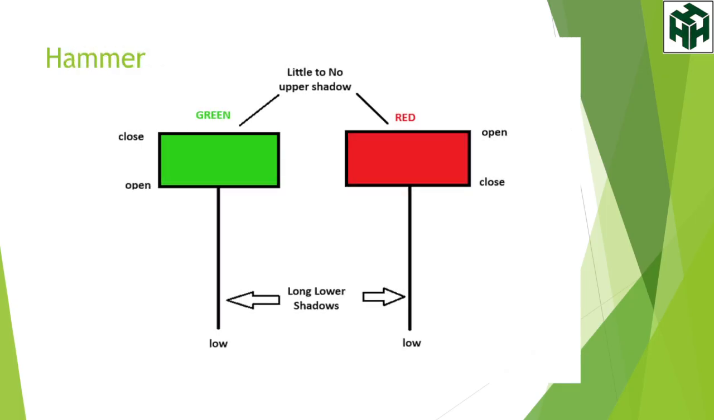So what are the basics of a hammer? There is a tight closing and opening, in between the body part is very small, and there is a huge wick, where, as you can see in the diagram, there is a long lower shadow. There may be a smaller upper shadow as well, but more or less little or no upper shadow is required for a hammer. The color of a hammer can be green or red. In a green hammer, the closing will be above the opening price, and in red it is vice versa, that is, opening will be higher and closing will be lower.